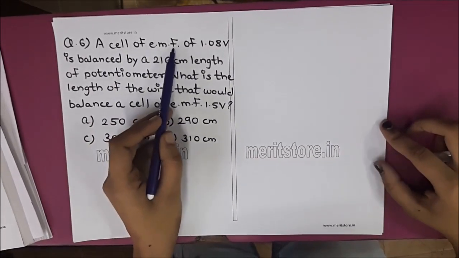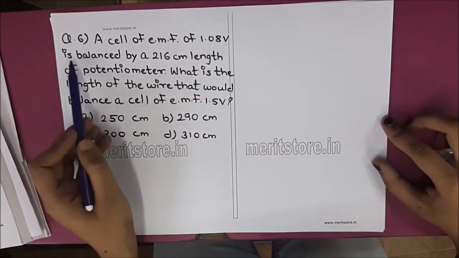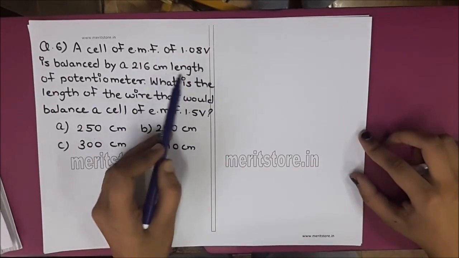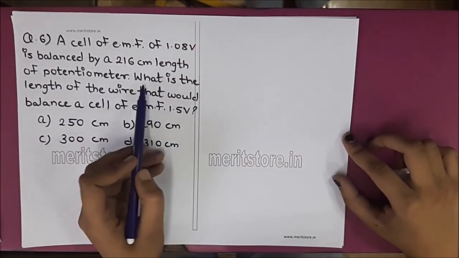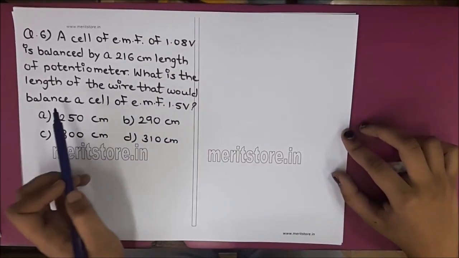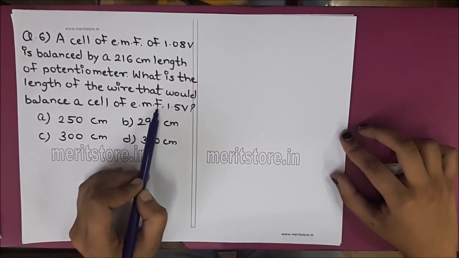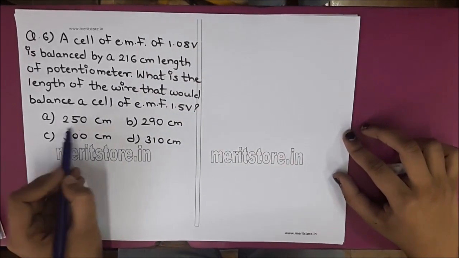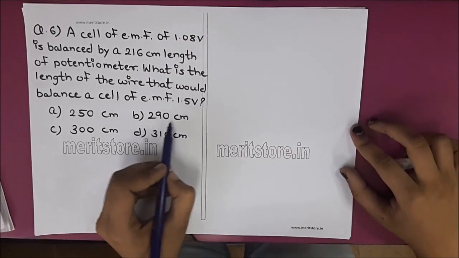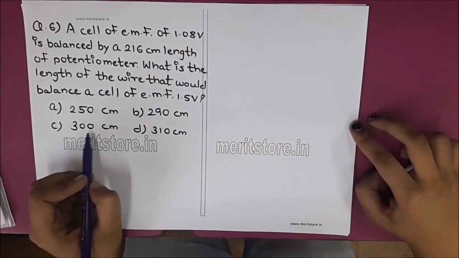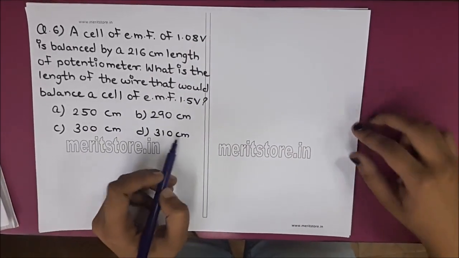A cell of EMF of 1.08 volts is balanced by a 216 cm length of potentiometer. What is the length of the wire that will balance a cell of EMF 1.5 volts? A 250 cm, B 290 cm, C 300 cm, D 310 cm.